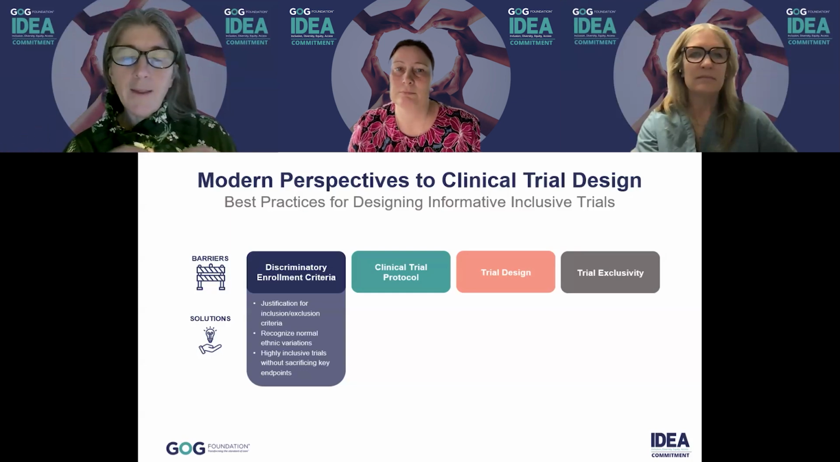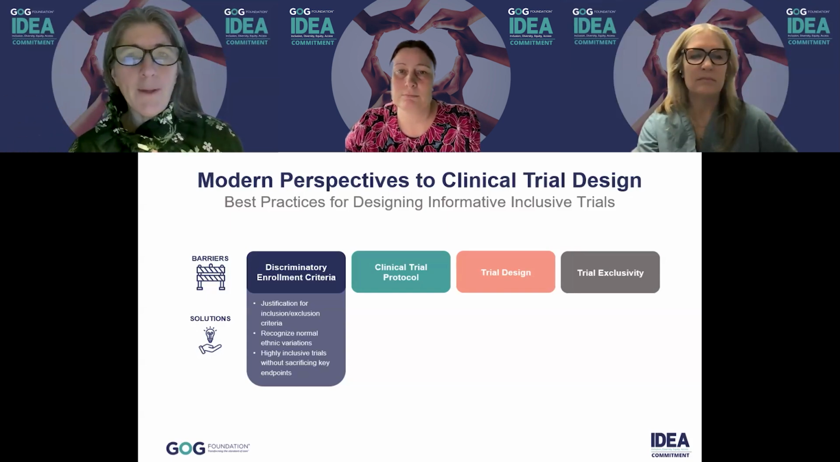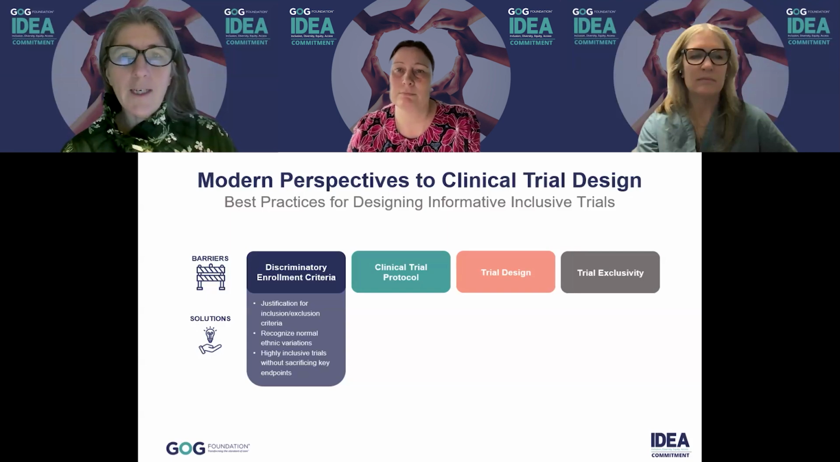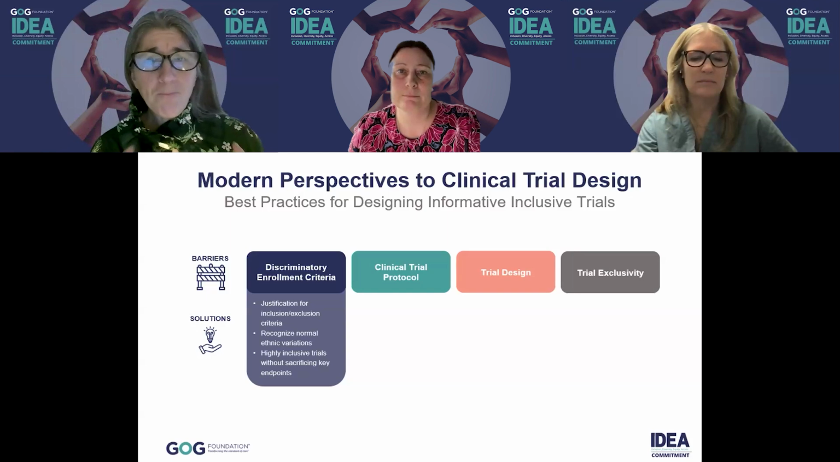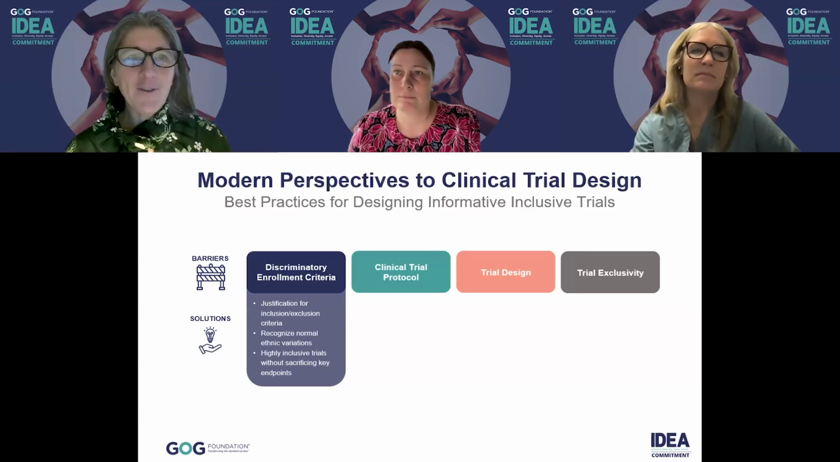The first is really looking at the barrier buckets. First is discriminatory enrollment criteria. Then we're going to move on to the actual protocol and what's contained in a protocol that can be an obstacle, trial designs, and then trial exclusivity. There's some overlap in these, but these are unique barriers that we need to overcome to increase access and equity. So we're going to start the discussion around what we call in the industry I&E, inclusion, exclusion, and how these can be unintentionally restrictive and exclusionary to our population.